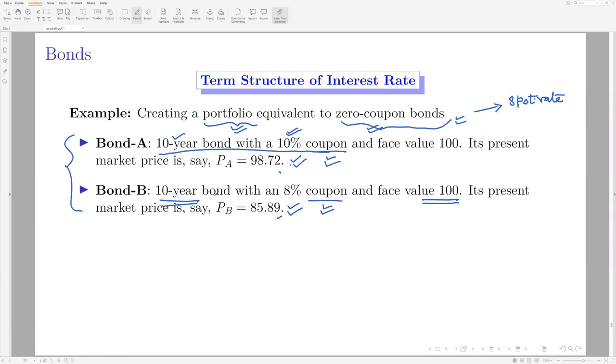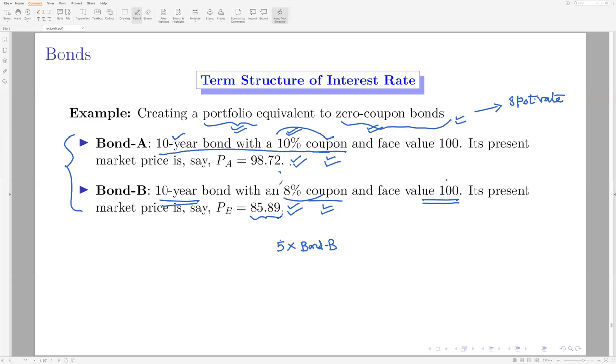So how are we going to do it? Look at this. Bond B has 8% coupon and bond A has 10% coupon. So suppose I buy 5 bonds of bond B. It means I pay 85.89 times 5 and get 5 bonds, whose face value combined together is 500 rupees. And how much coupon will I be getting every year? I will be getting 5 times 8, that is 40 rupees.